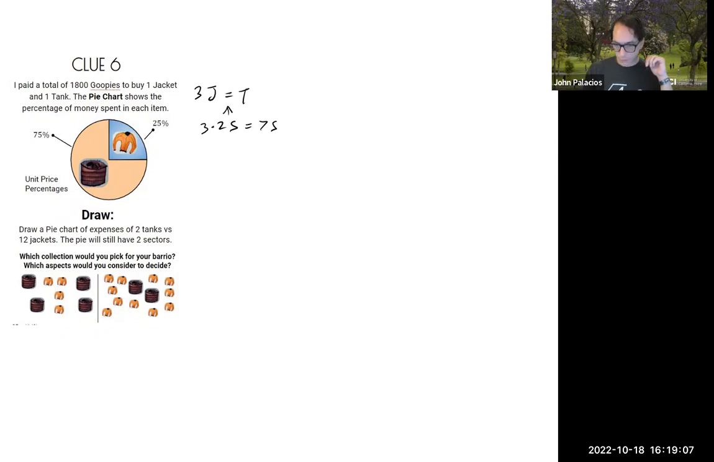Okay, so we want to draw a pie chart that'll give us the price of 2 tanks versus 12 jackets. So first, let's think about the math algebraically, and then we'll discuss the pie chart representation. So we have 2 tanks, and from the relation above, we know that 2 tanks is equal to 2 times 3 jackets, or 6 jackets. So 2 tanks is equal to 6 jackets.